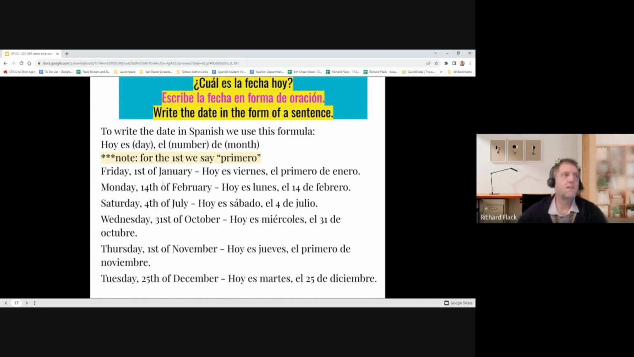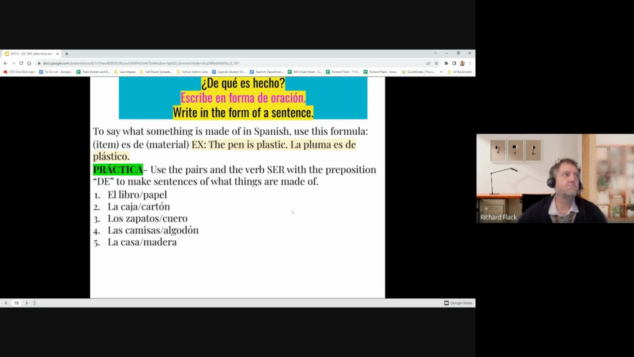So to be able to do this, you have to have memorized your days of the week, you have to have memorized your numbers, and you have to have memorized your months. And then you need to memorize the formula. Hoy es de, el número de, and your month. All right, let's tackle the last piece for this lesson.